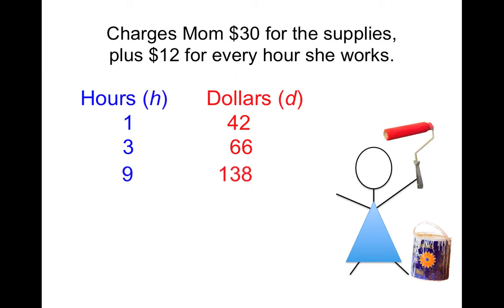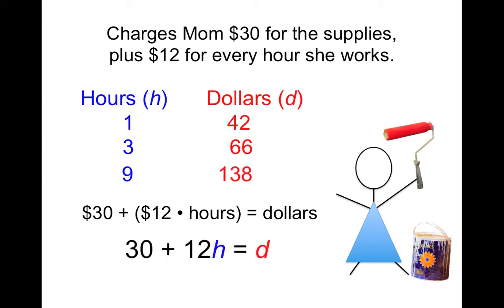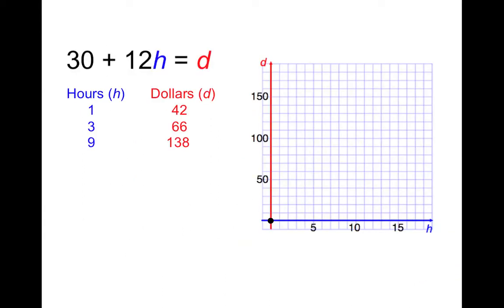If Claire's mom wanted to know how much she'll pay for any number of hours of labor, she would multiply the hours by 12 and then add 30. We can say this algebraically if we use a variable h for hours and a variable d for dollars. The quickest way to get a sense of the relationship between hours and dollars is to graph it, because this will tell us all the different combinations.